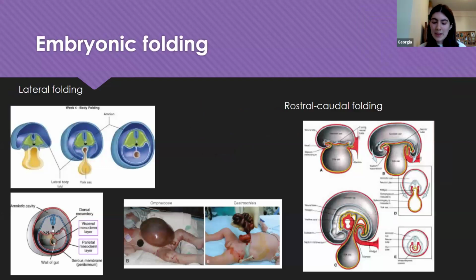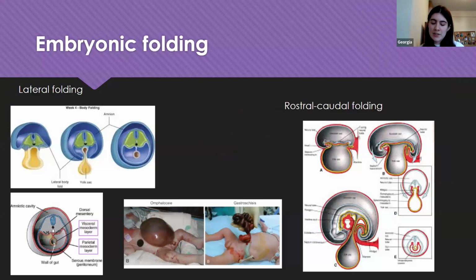Okay, so next up is the process of embryonic folding. And this is the way that the flat trilaminar germ disc that we've got at the moment with the 3 layers becomes a 3D cylindrical structure that more resembles a human being.